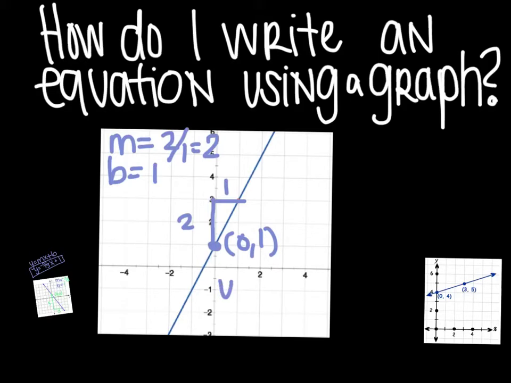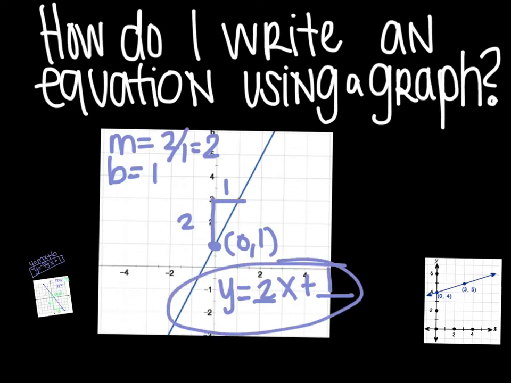And then my equation would be y equals blank x plus blank. The m goes in the first blank, so that would be 2x. And then b was just positive 1, so there's my equation, y equals 2x plus 1.